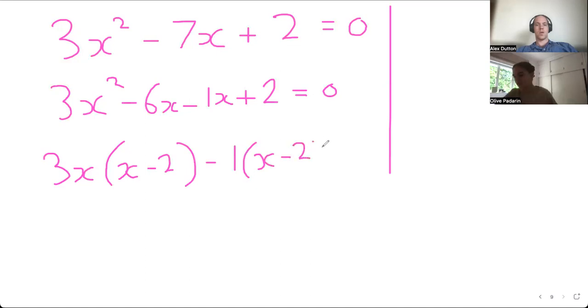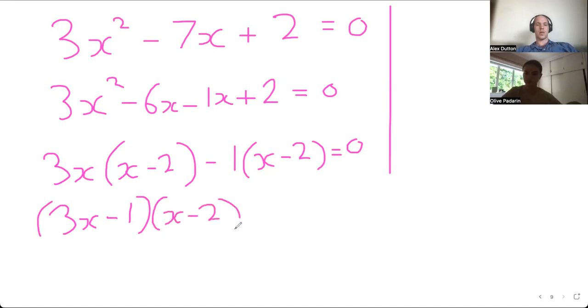Equals 0. And then we have 3x minus 1 times x minus 2 equals 0. Therefore, the two solutions are x equals 2 or x equals 1/3. Yes. Okay.